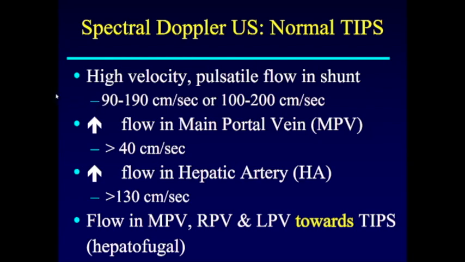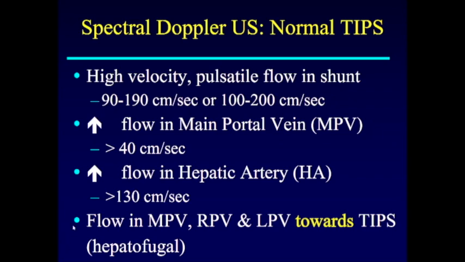There's been a lot of variability in the literature, multiple studies out of Mallinckrodt, out of UCSF several years ago, but people generally agree that the lower and upper limits of flow through the shunt are anywhere between 90 to 190 or 100 to 200 centimeters per second. After shunt placement, the flow in the main portal vein increases. It should be more than 40 centimeters per second, and the flow in the hepatic artery will also increase, greater than 130 centimeters per second.